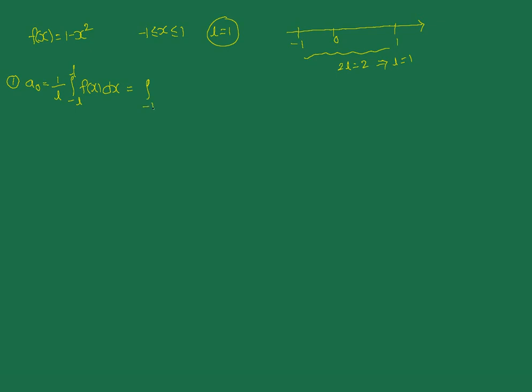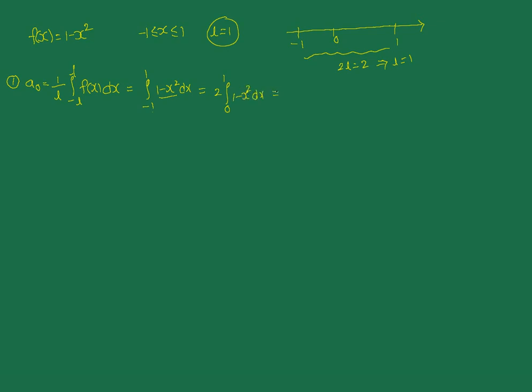Therefore integral from minus 1 to 1 of f of x, which is 1 minus x square, into dx. If you come across limits like minus 1 to 1, or minus a to a, or minus pi to pi, then you have to check whether it is an even or odd function. 1 minus x square is an even function. Therefore you can write this as 2 integral 0 to 1 of 1 minus x square dx.